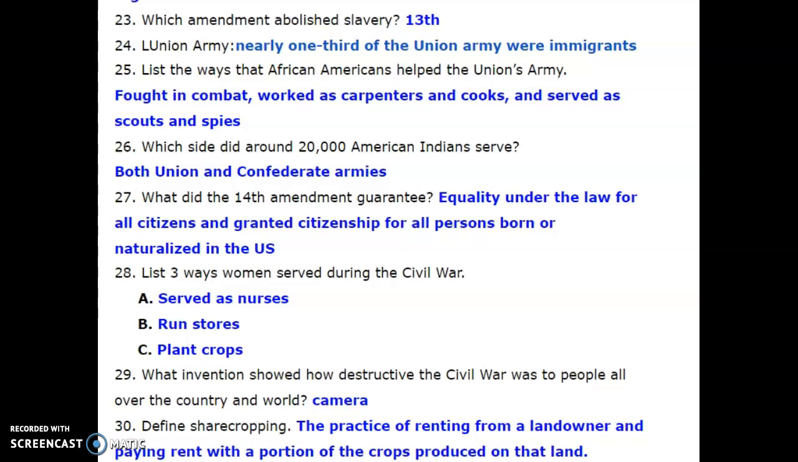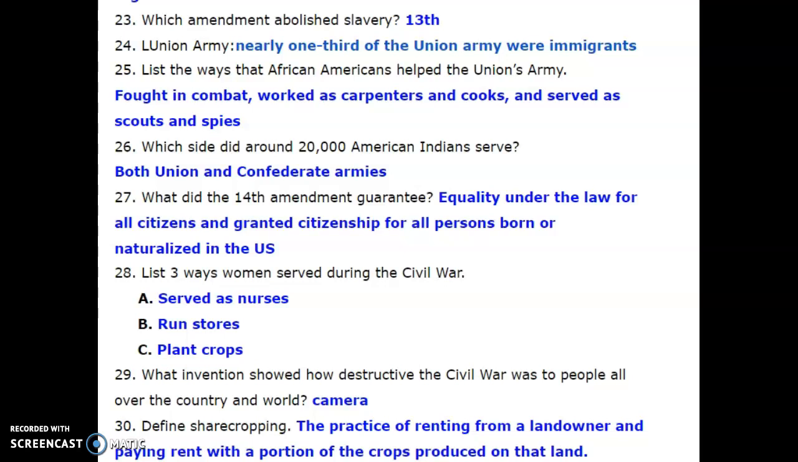Number 24, the Union Army was made up nearly one-third of immigrants, primarily from Germany and Ireland. Number 25, list the ways that African Americans helped the Union's army. They fought in combat, worked as carpenters and cooks, and served as scouts and spies. Number 26, which side did around 20,000 American Indians serve? They served in both the Union and Confederate armies.